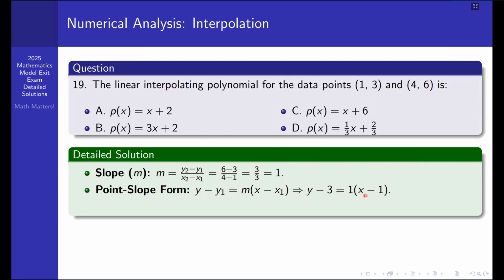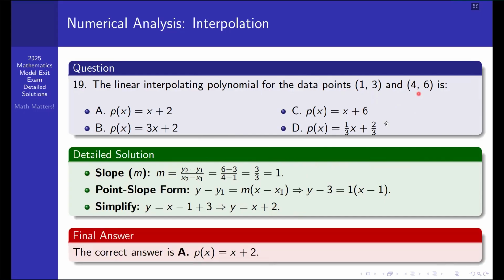Therefore, y minus 3 is equal to 1 into x minus 1. Therefore, y is equal to x plus 2 is the simplified form of the linear interpolating polynomial function which can fit these two data points. In order to check, if you take x to be 1, y is 3, it fits. And whenever x is 4, 4 plus 2 is 6. Therefore, this is the exact interpolating polynomial over these two data points. Therefore, the correct answer is A, that is p of x is equal to x plus 2.